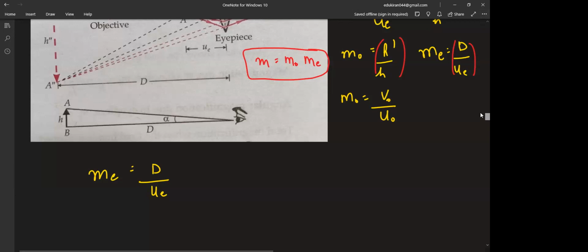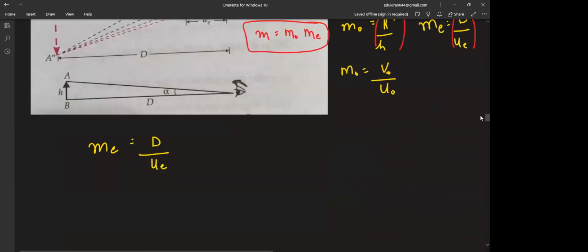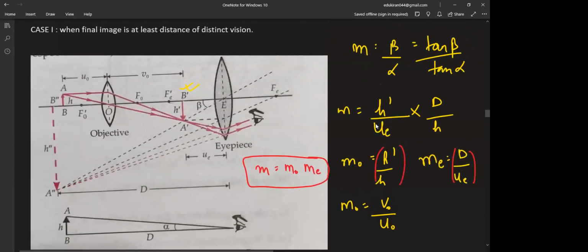Like, look here. This is ME. So you can write ME as D by UE. And what was left? This was M is equal to M naught into ME. So M naught ME you can write D by UE. Also, this acts like a simple microscope. Whatever you have studied for simple microscope, this acts as simple microscope. So you have already studied about simple microscope. What have we studied about the magnification of eyepiece? You can write the magnification of eyepiece as 1 plus d by fe.